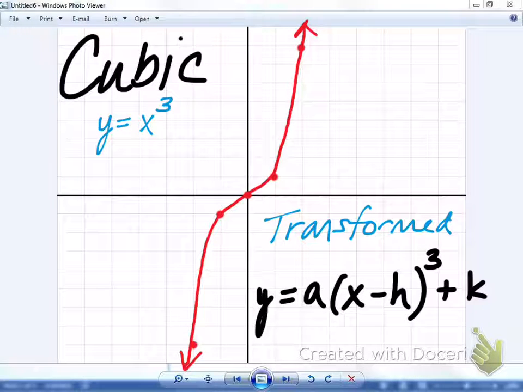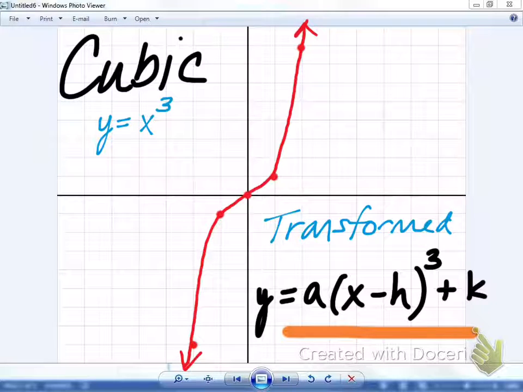The last function we're going to look at is a cubic. Y equals x to the third power. It's a whole lot like a quadratic, with the exception of arrows go in the opposite directions. It's transformed very similarly. There's several more parent functions out there, but these are the beginner ones. These are going to be the ones that we use for our roller coaster project.